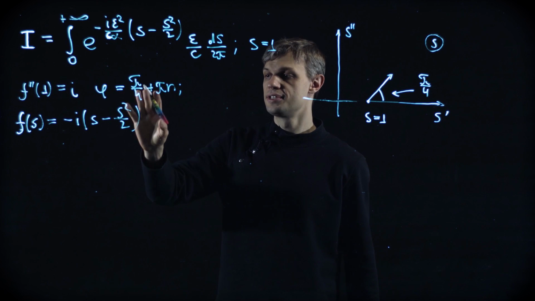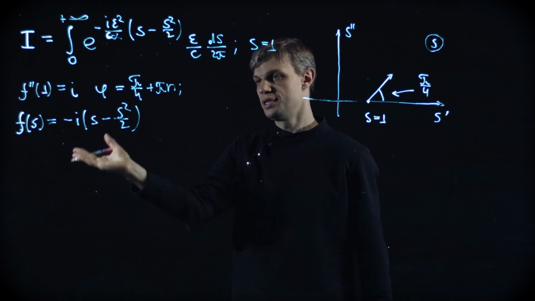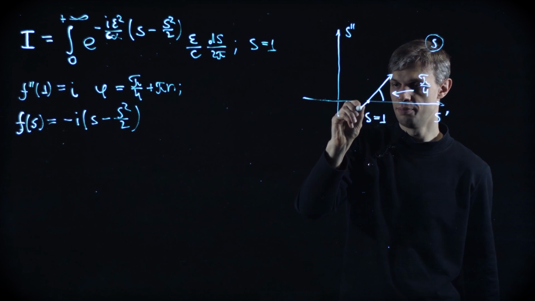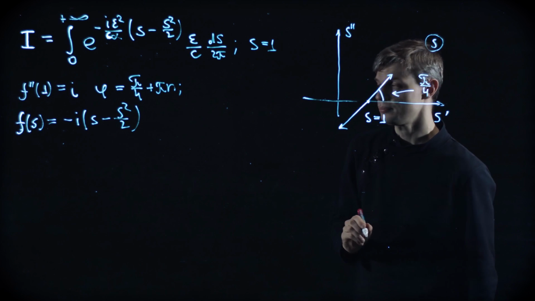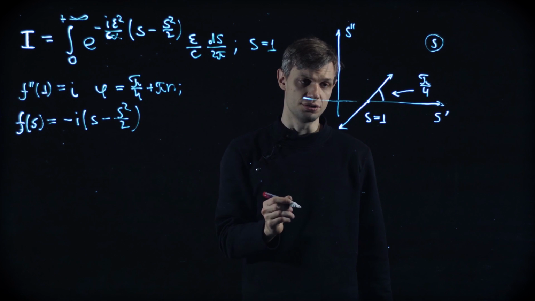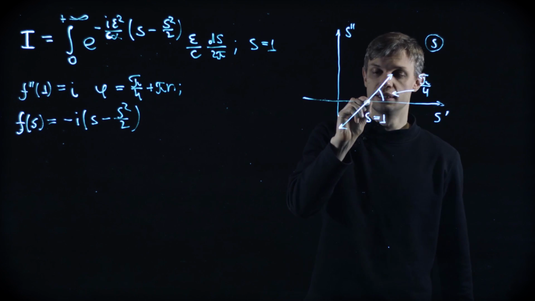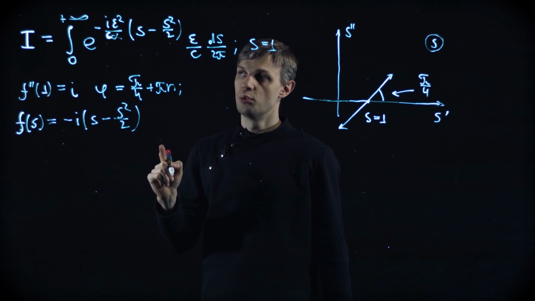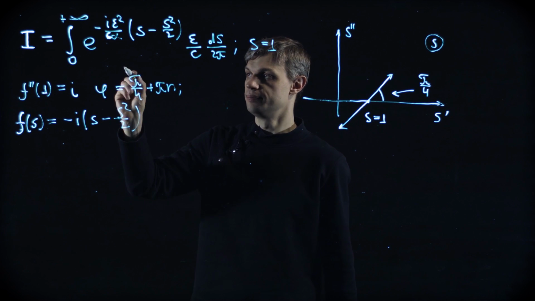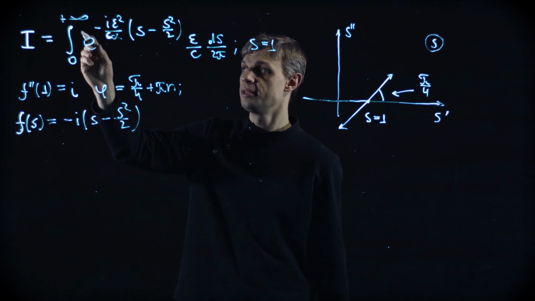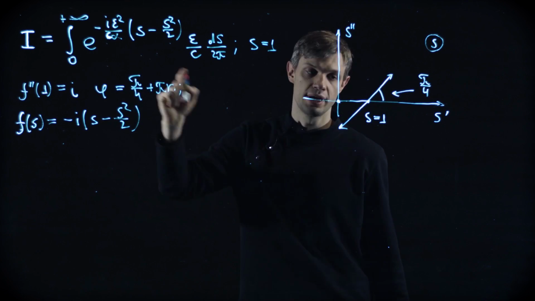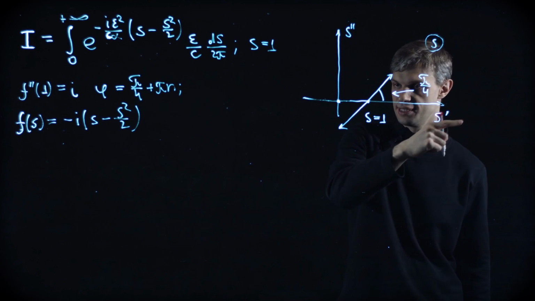And the other one differs by pi, so by half of the rotation. So it's pi by 4 plus pi, it's 5 pi by 4, so it's the opposite direction. And now the question is which direction to choose. In order to get the correct direction, one needs to keep in mind the endpoints, the start and end points of the contour. So the contour starts at the origin, at 0, and goes to plus infinity.